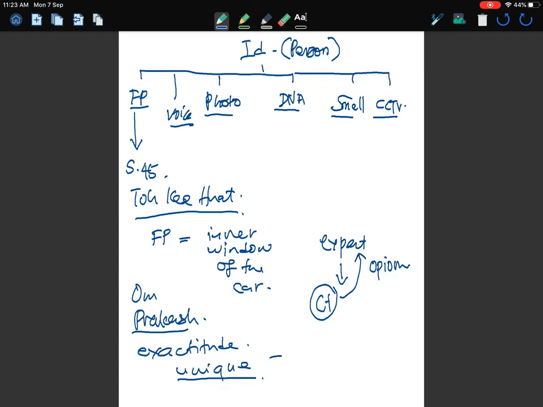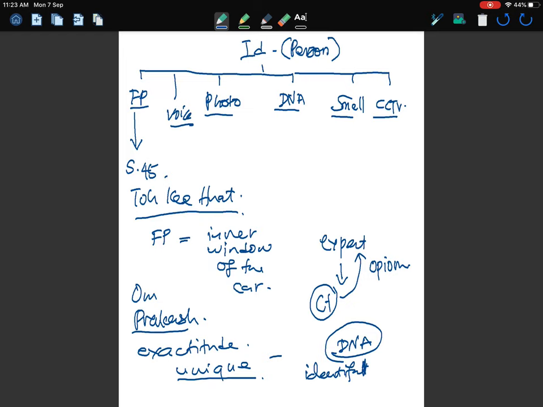Maknanya kita punya fingerprint, even though we may have an identical twin, we may have different fingerprint identification. So this is the only form of identification that is unique. Whereas when you talk about DNA, you compare that with the evidence of DNA, a person can share a DNA. So katakanlah you have, okay, DNA is also a form of identification.